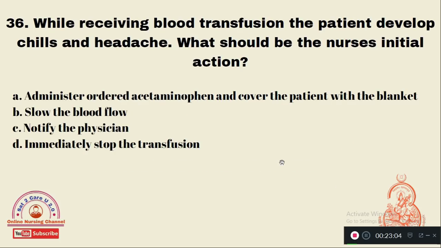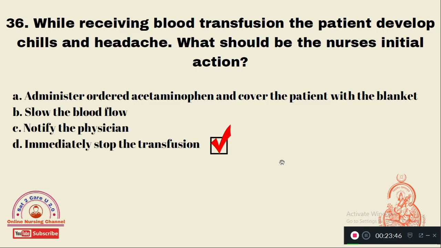Question number 36. While receiving a blood transfusion, the patient develops chills and headache. What should be the nurse's initial action? Option A, administer ordered acetaminophen and cover the patient with a blanket. Option B, slow the blood flow. Option C, notify the physician. And option D, immediately stop the transfusion. So the right answer: when a patient has chills and headache at the time of receiving the transfusion, the nurse should immediately stop the transfusion.